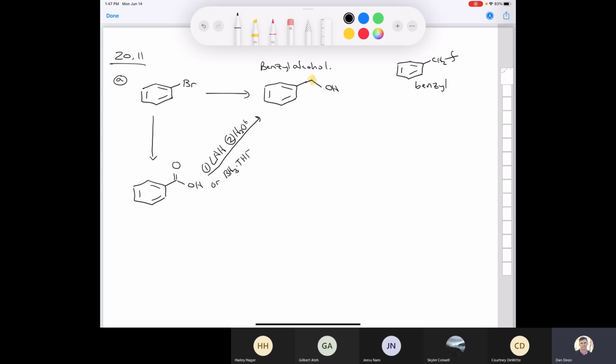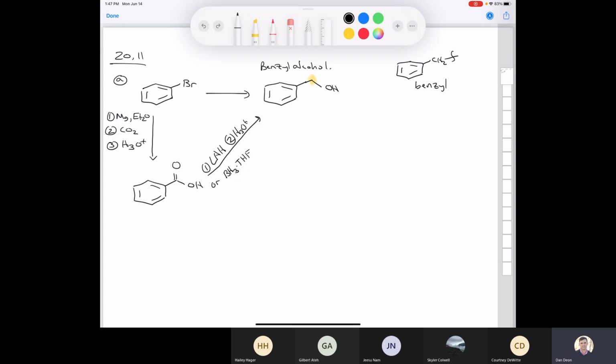Either one works. So what's the first part of our chemistry? The first part is going to involve treatment with magnesium in diethyl ether to make the Grignard. Then we treat it with carbon dioxide to make the carboxylate, and then we treat it with acid to make the carboxylic acid. So this is a total of 5 steps, or if you use borane THF, it could be shortened to 4 steps.